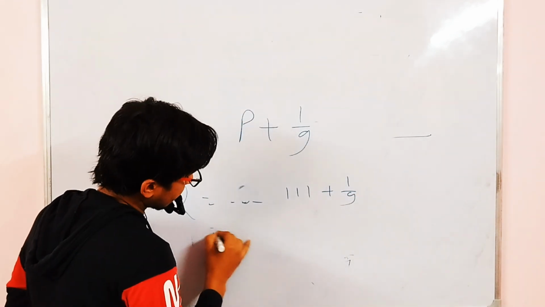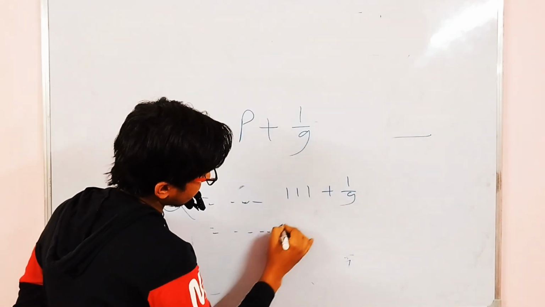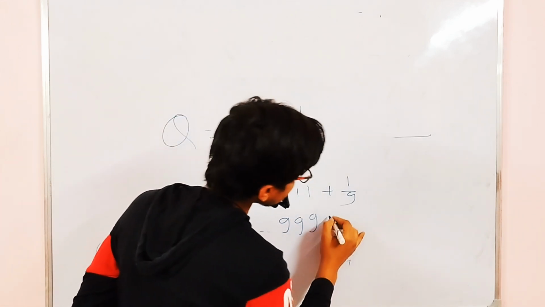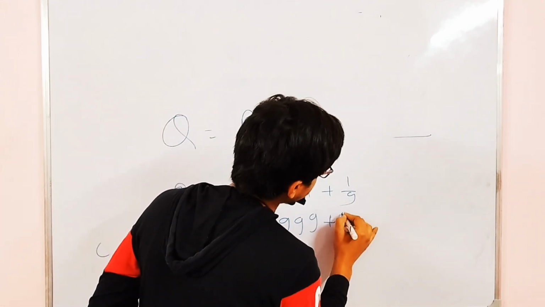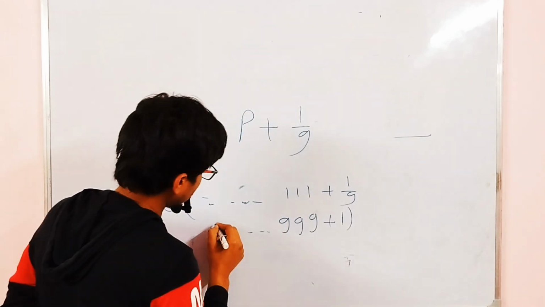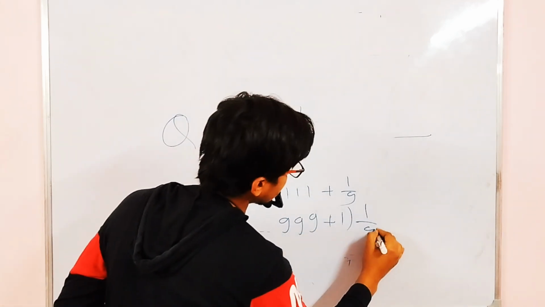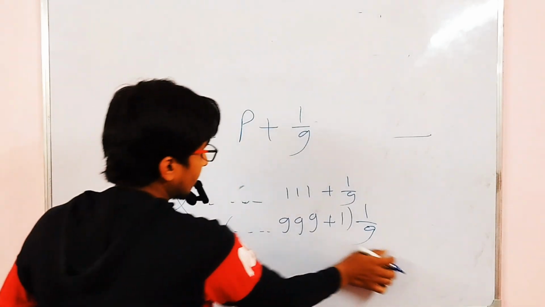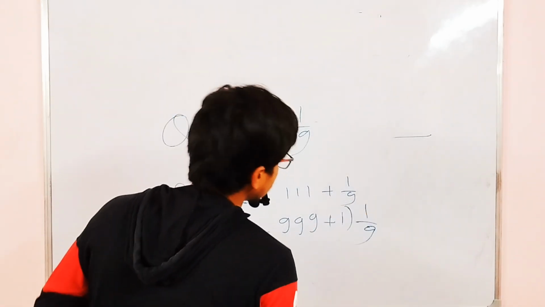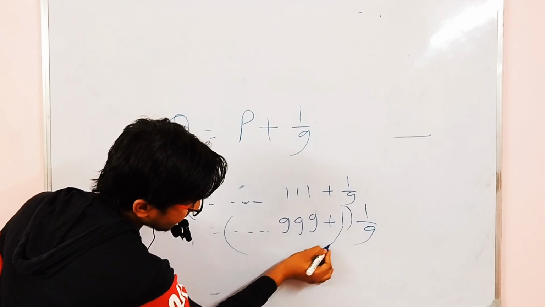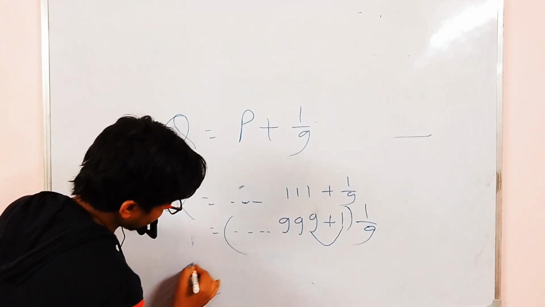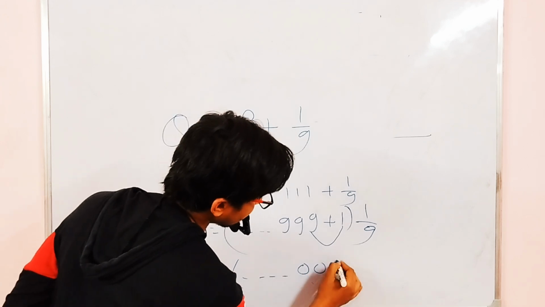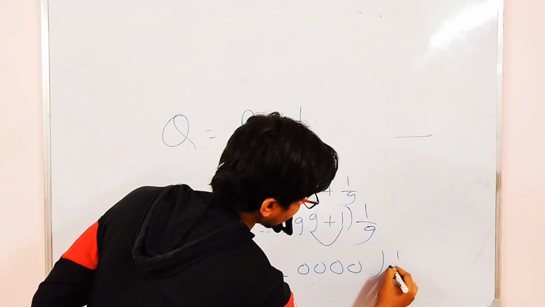Now this is something like 9, 9, 9 plus 1 in brackets, upon 9. This is something like that. Okay. So now we are taking like this. Now if you add, what does this become? 10. So this number is like blah blah blah 0, 0, 0, 0 upon 9.